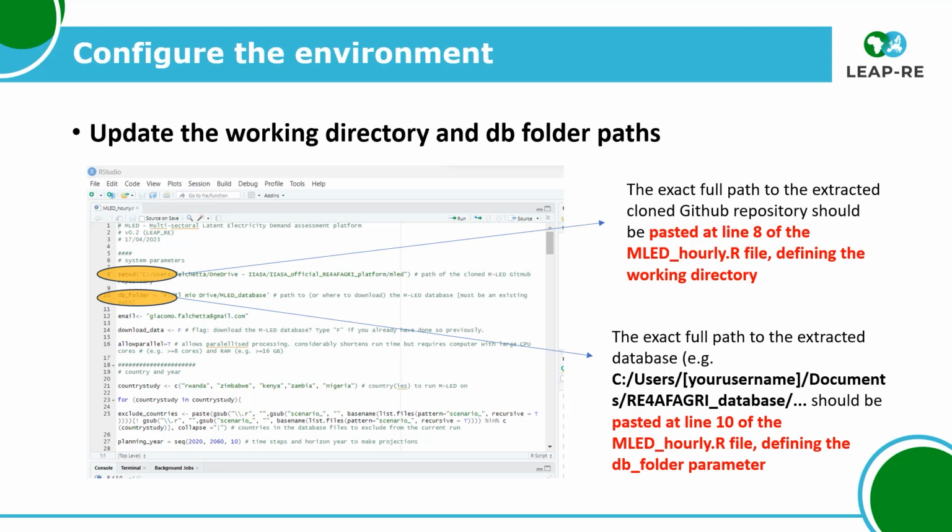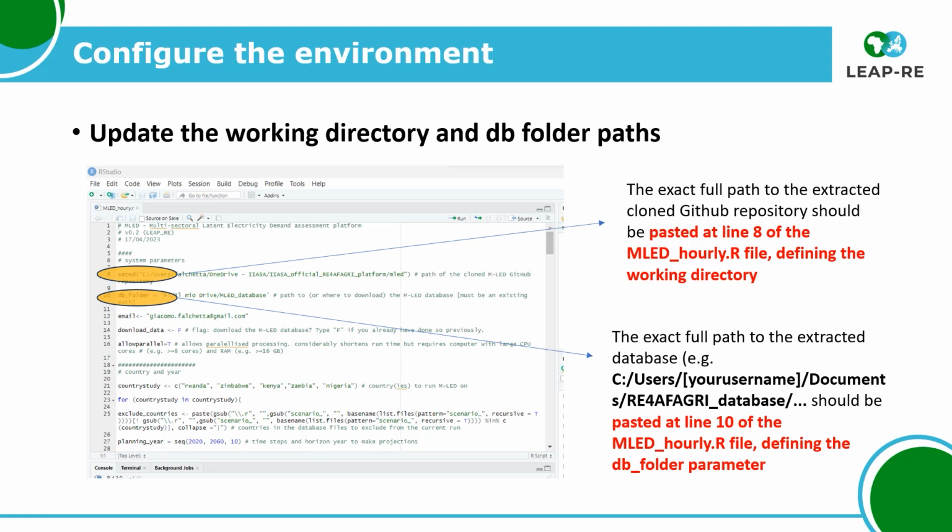You see the paths are contained in parentheses and in quotation marks. So you need to preserve the same structure and just replace, inside the parentheses and quotation marks, the path on your local computer in line 8 to the mlet folder of the code. So you will have the RE4AFAGRi platform folder, and inside you have the mlet folder, as you can see from this example. You will need to just replace it with where this folder is located on your computer.